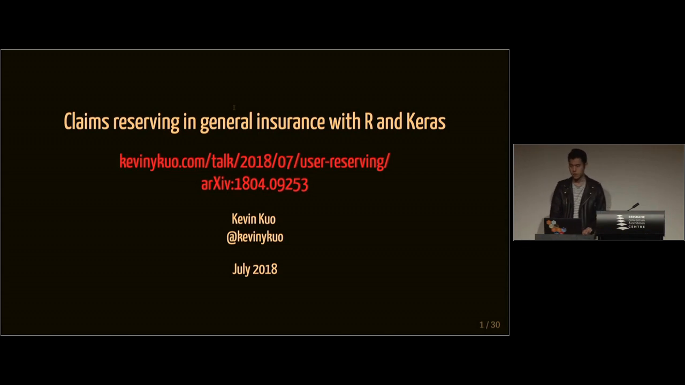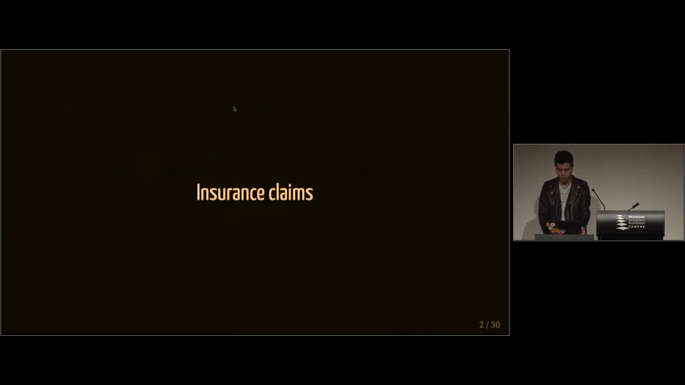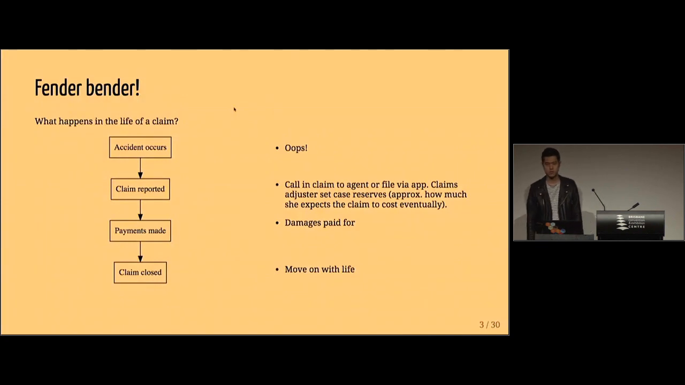So we're going to talk about an application of neural networks to loss reserving in insurance. So let's talk about what happens throughout the life of an insurance claim. The insurance company, or the insurer, first finds out about an accident when the claim is reported.